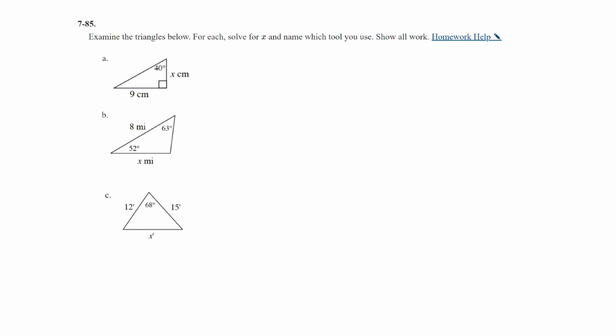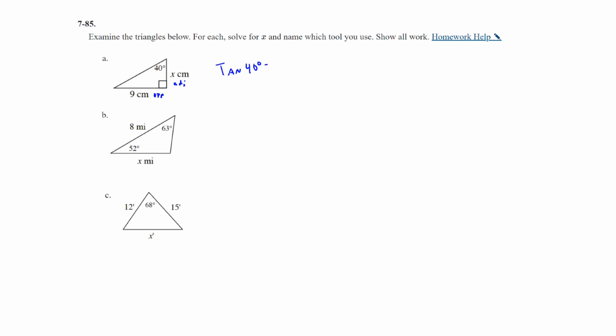Question 85. Examine the triangles below. For each triangle, solve for x and name which tool you use to solve. Part A, we have a right triangle. 40 degrees is one angle. You could find the other angle because they have to add up to 90, so that's 50 degrees if that's helpful. But we can also just use our trig ratios. Since we have an angle, we have an opposite side, and we have the adjacent side, which is what we're solving for. So we can solve using the tangent ratio.